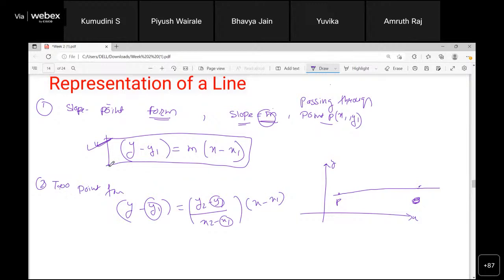Or you can use this also, but first you need to calculate the slope by using this formula, right? That you have discussed earlier. So this is a simple representation of a line.